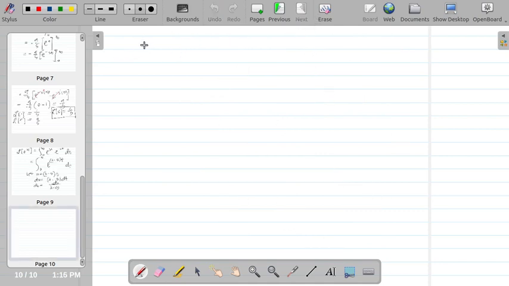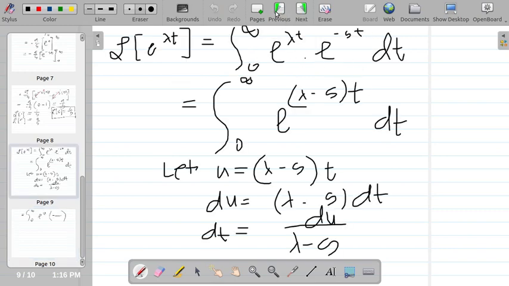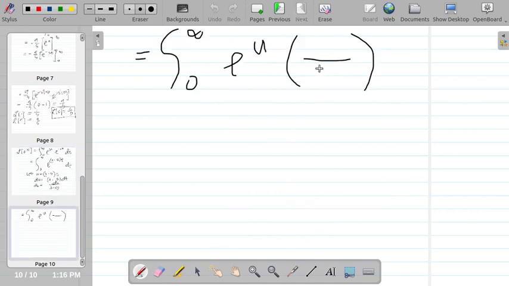Next is e raised to the power of u du. For dt, we need to substitute the value of dt, which is du over lambda minus s.